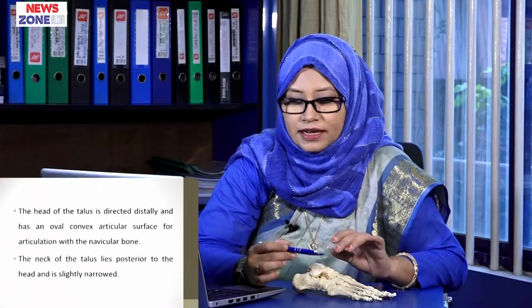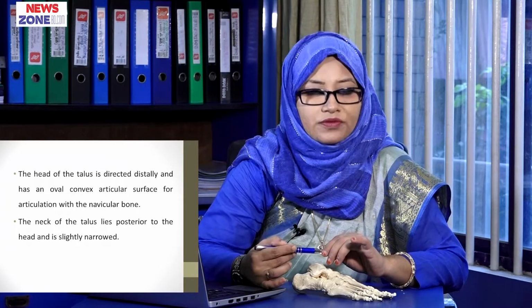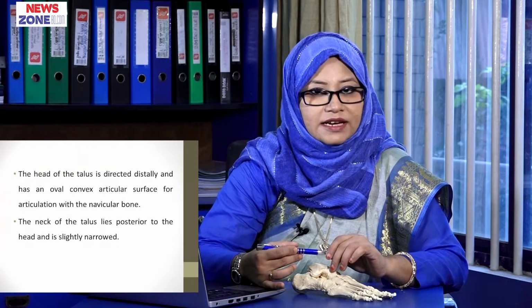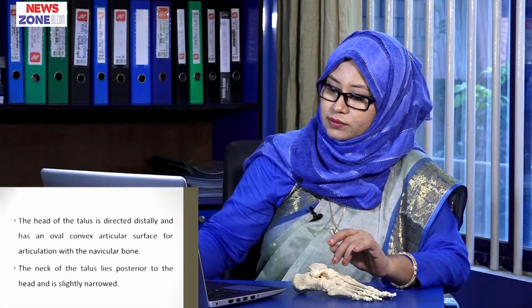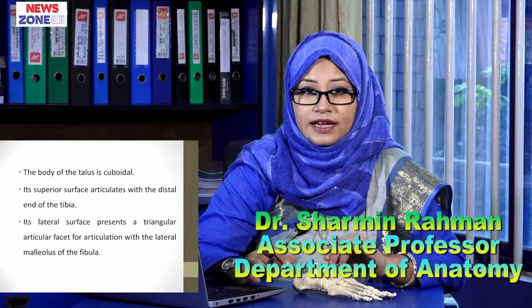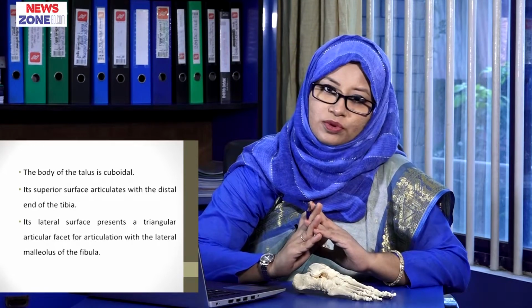The head of the talus is directed distally and has an oval convex articular surface for articulation with the navicular bone. The neck of the talus is posterior to the head and is slightly narrowed. The body of the talus is cuboidal. Its superior surface articulates with the distal end of the tibia, and its lateral surface presents a triangular articular facet for articulation with the lateral malleolus of the fibula.